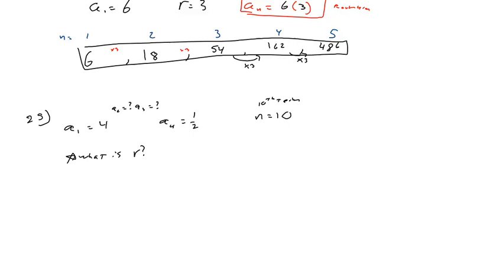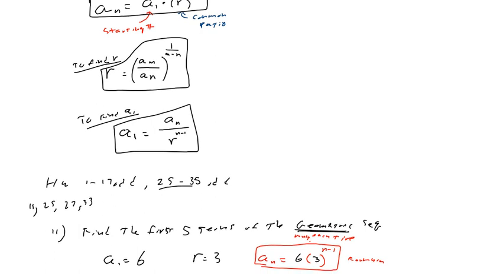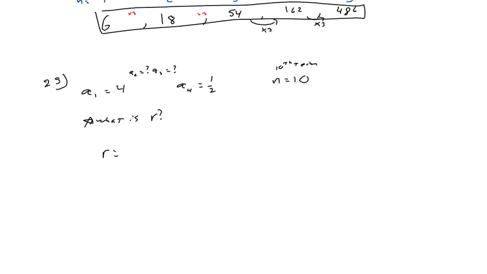And thankfully we have a formula for R. To find R, take the later term divided by the earlier term, to the power of 1 over the distance between them, m minus n. So R is am over an to the power of 1 over m minus n. For me, m is going to be the later one, and n is going to be the earlier one. You're always dividing the later one by the earlier one. Always go backwards in this process.